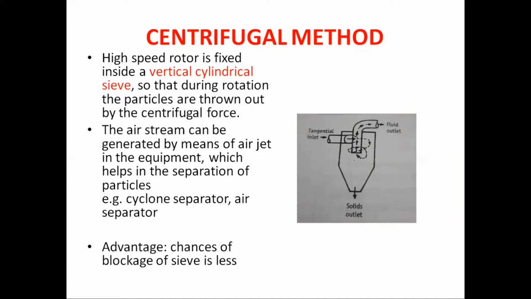This fluid outlet is protruded into the vessel to prevent the short circuiting of air that is passing through this tangential inlet into the vessel. So when the solid suspended air stream enters through the tangential inlet into the vessel, that solid suspended air stream follows a helical path inside the cyclone separator.